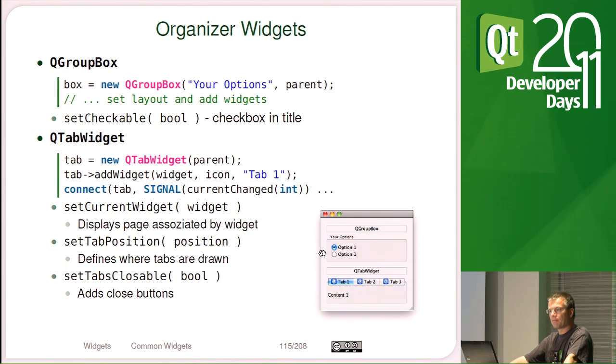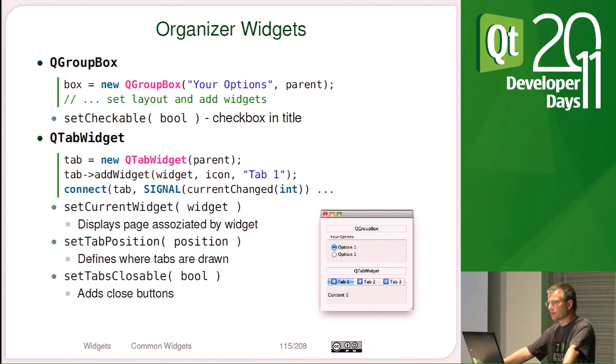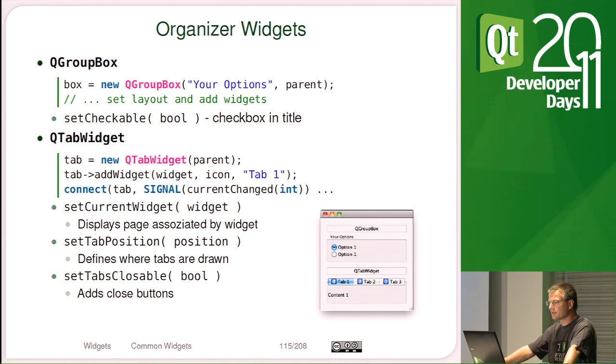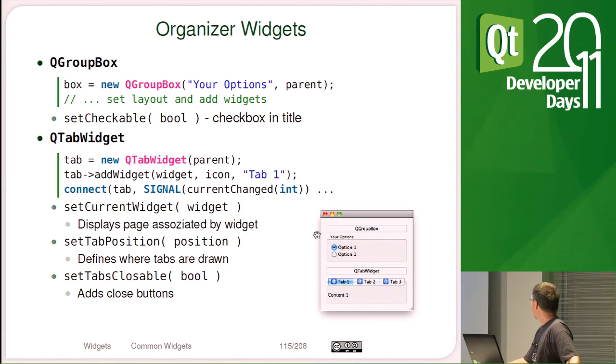So then there are some additional widgets available to organize our UIs, a group box, which looks like a frame and a caption, where you can group specific elements. Or you can use a tab widget just to show some tabs where you can switch between different pages.